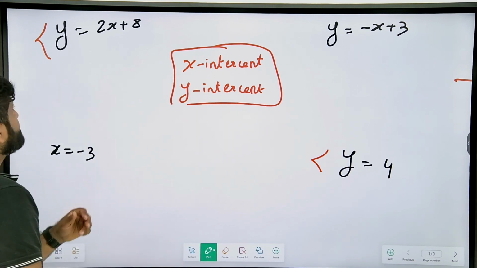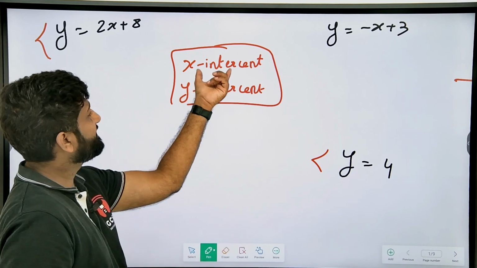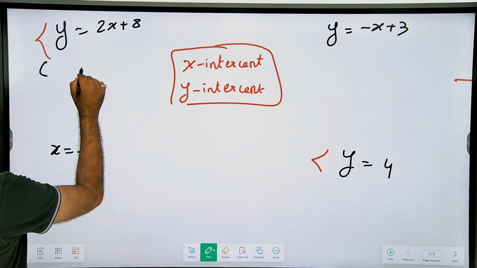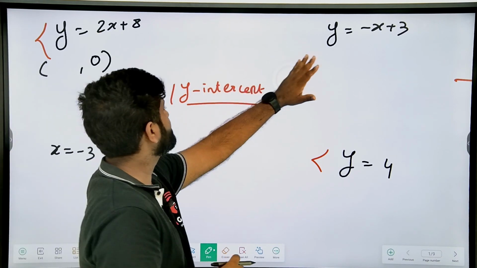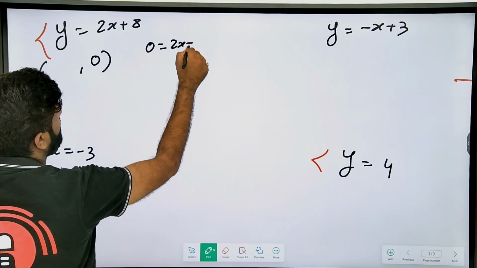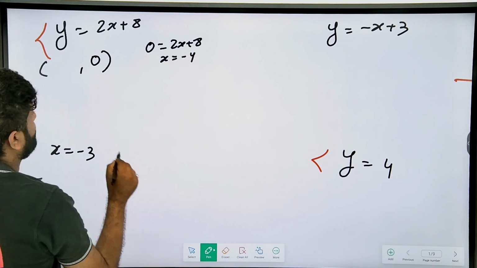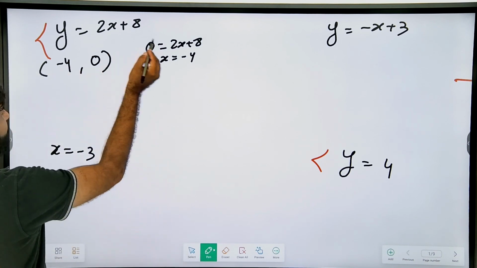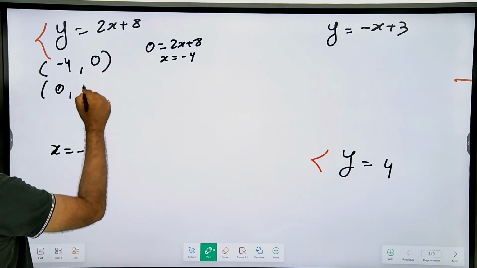So let us first plot the graph y equals 2x plus 8, right? I'll first find the x-intercept and y-intercept. Now guys, what is my x-intercept? The x-intercept is the point where my y is 0, right? So if I substitute y as 0 in this equation, I have 0 equals 2x plus 8. So from here I can say x is negative 4. So I have my x-intercept as negative 4, 0. In the same way, for my y-intercept, I'll have to substitute x as 0. So I get 0, 8.